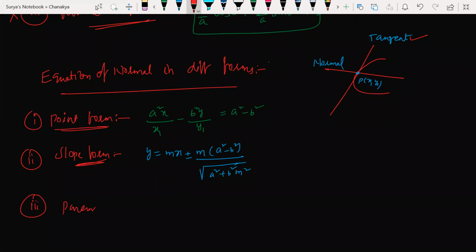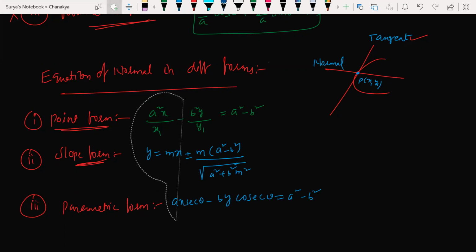Next, parametric form. Parametric form is nothing but we'll be including theta somewhere. मैंने बताया था सर्किल्स में, ठीक है। secant theta by cosec theta is equal to a square minus b square, correct? So guys, look at this here. Now let me revise it again.